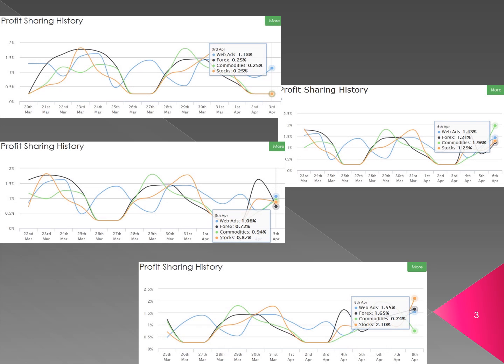Here are 4 screenshots of what the investment group shows you and reports to you on a daily basis. As you can see, they're involved with web ads, forex, commodities, and stocks. And every day they report to you your profit share, your gains. As you add these percent returns together and then divide them by 4, that gives you your percent for the day. And like I have said, they are very consistent, averaging 1% a day.